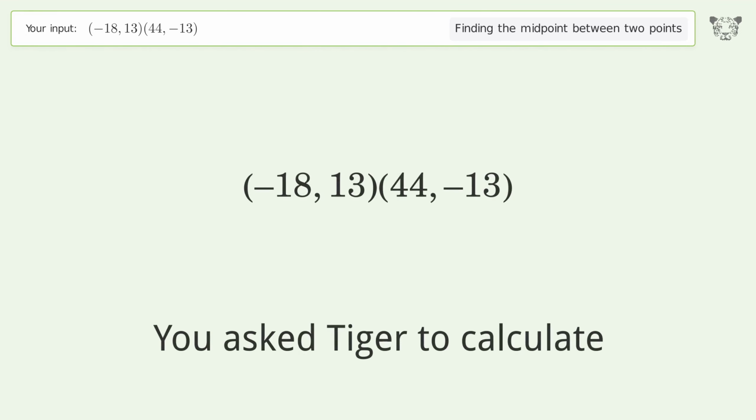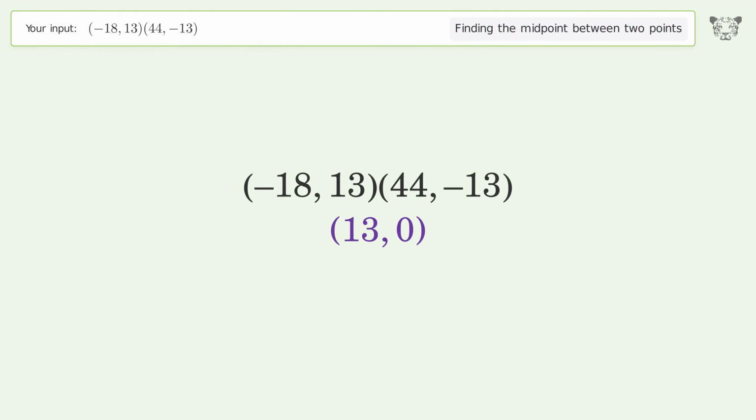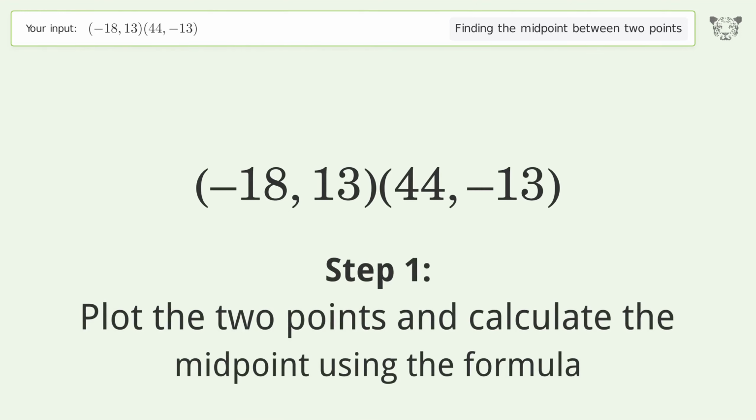You ask Tiger to calculate. This deals with finding the midpoint between 2 points. The midpoint between the 2 points is 13, 0. Let's solve it step by step. Plot the 2 points and calculate the midpoint using the formula.